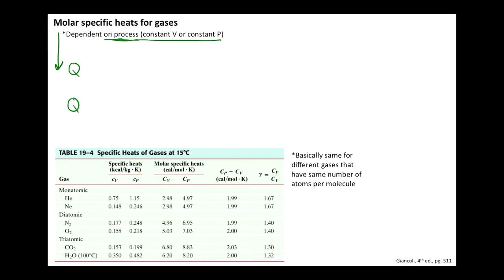So we're going to say the heat at constant volume is equal to n C_V delta T. And the amount of heat at constant pressure is equal to n C_P delta T. So this is for constant volume, and this is in the case of constant pressure.